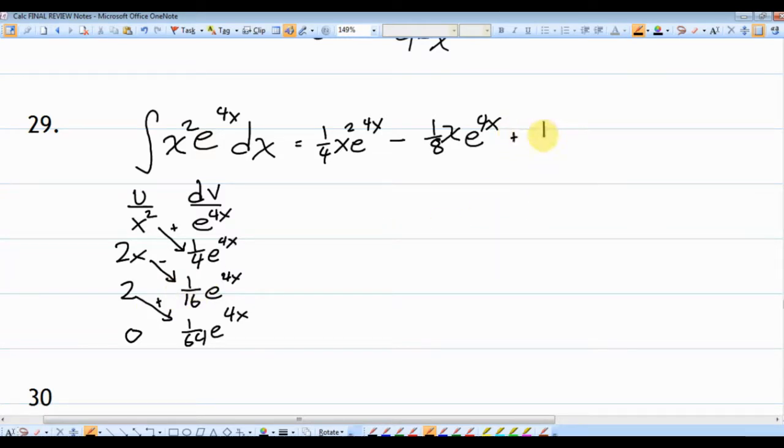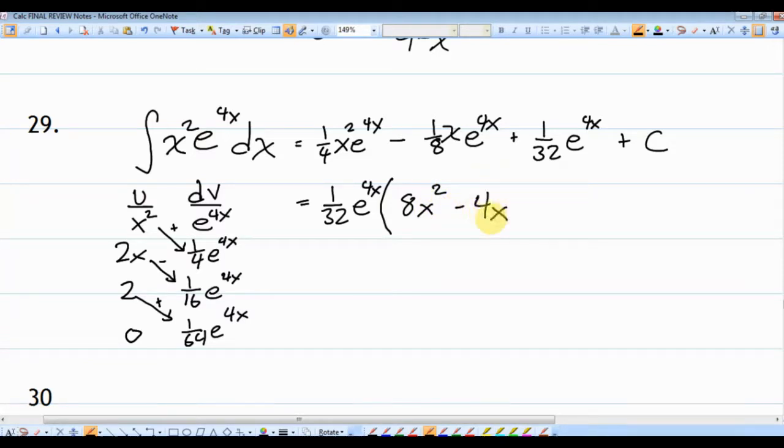You've been leveled. You don't have to keep farming. It's cool. Killing all those scrubby monsters all the time is really annoying. I could factor out a 1/32nd e to the 4x. That's a great idea. Why don't we go ahead and do that? Let's see. 32 divided by 4? 8x squared. 32 divided by 8? 4x. Good.